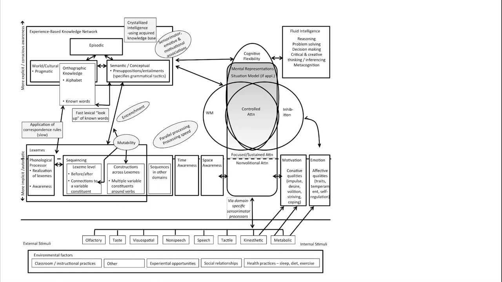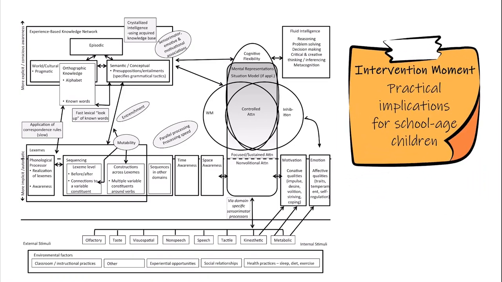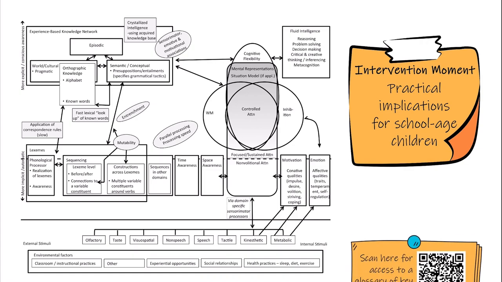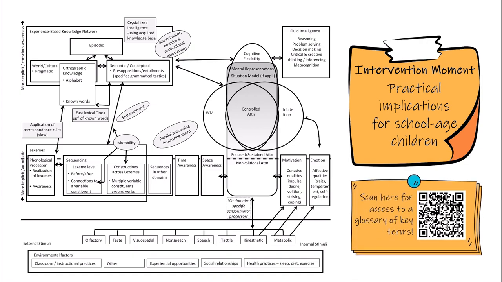Dr. Archibald has created a very thorough video explaining this model in depth in roughly 50 minutes. My goal for this resource was to summarize that original video in simple language and in 20 minutes or less so that it could be easily understood by a clinician or a teacher. Along the way, I will also highlight intervention moments, which are the practical implications of this model for the treatment of children with language disorders. You can also pause this video now and scan the QR code for access to a glossary of key terms that I will use throughout the presentation.